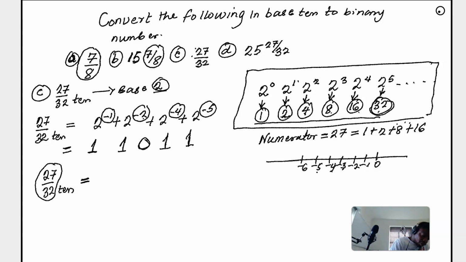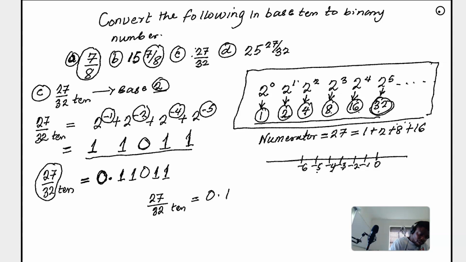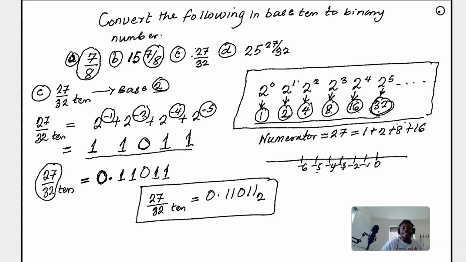So that means 27 over 32 in base 10 is equal to, remember, because this is a fraction, you need to first put 0 point before you write the answer for the fraction. So the answer for the fraction is 1, 1, 0, 1, 1. So 27 over 32 in base 10 is equal to 0.11011 base 2. Easy.